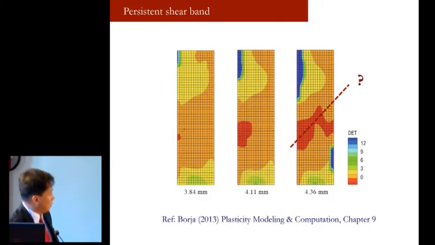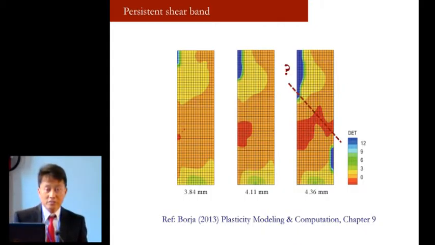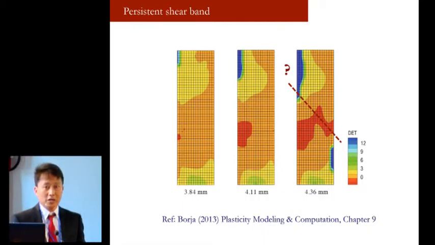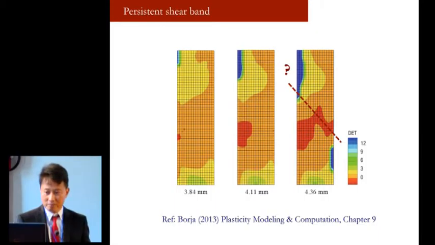And then if we compress the sample further, we see that there's actually no localized deformation forming, but it's more diffuse. Now, at 4.36 millimeters, we see that another shear band is emerging on the right vertical face. The question, therefore, that we want to answer is: is this going to be the persistent shear band? Or will we have a conjugate band forming as a dominant pattern of localized deformation?